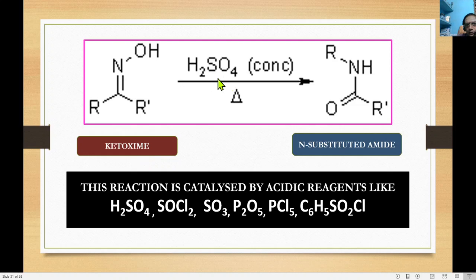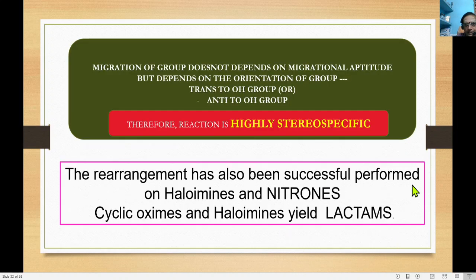And using H plus ions, concentrated sulfuric acid and heat, the contents give the rearranged product, which is the amide, N-substituted. These are the various acidic reagents used as a catalyst which provide the H plus ions. Examples are sulfuric acid, thionyl chloride, SO3, P2O5, PCl5, C6H5SO2Cl. All those are given as examples for the Beckmann rearrangement reaction.